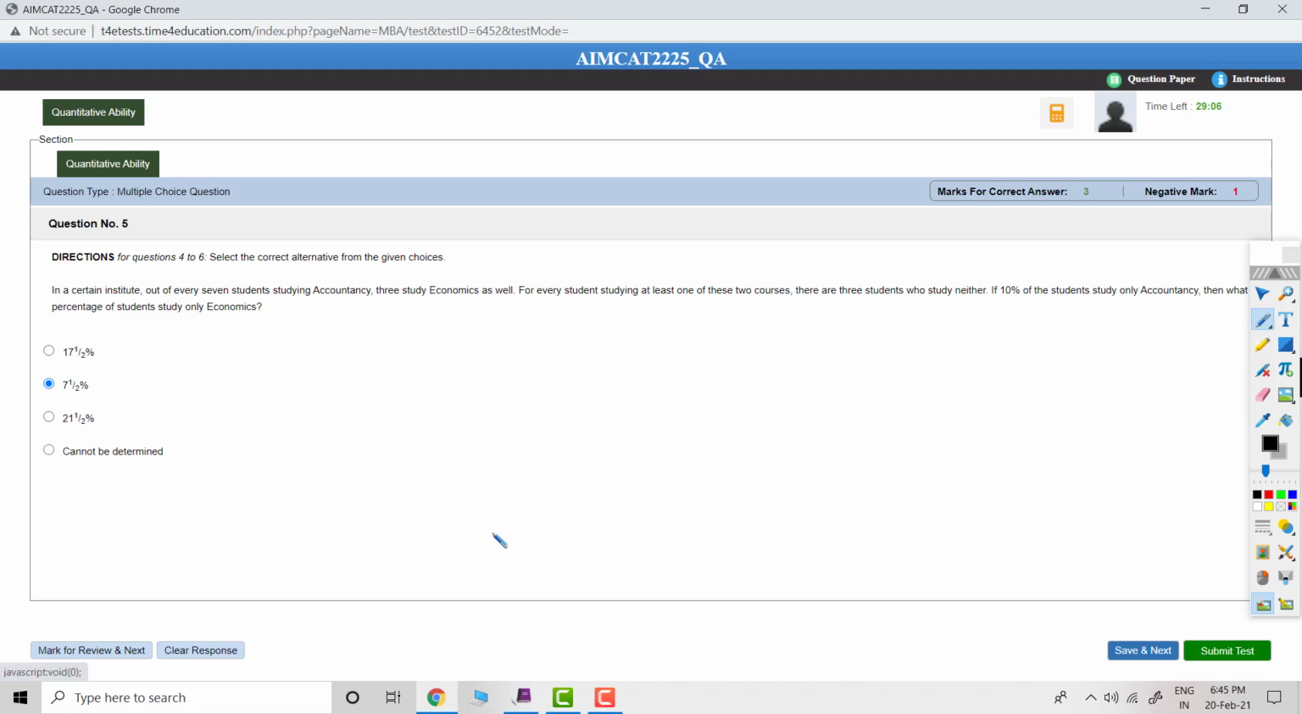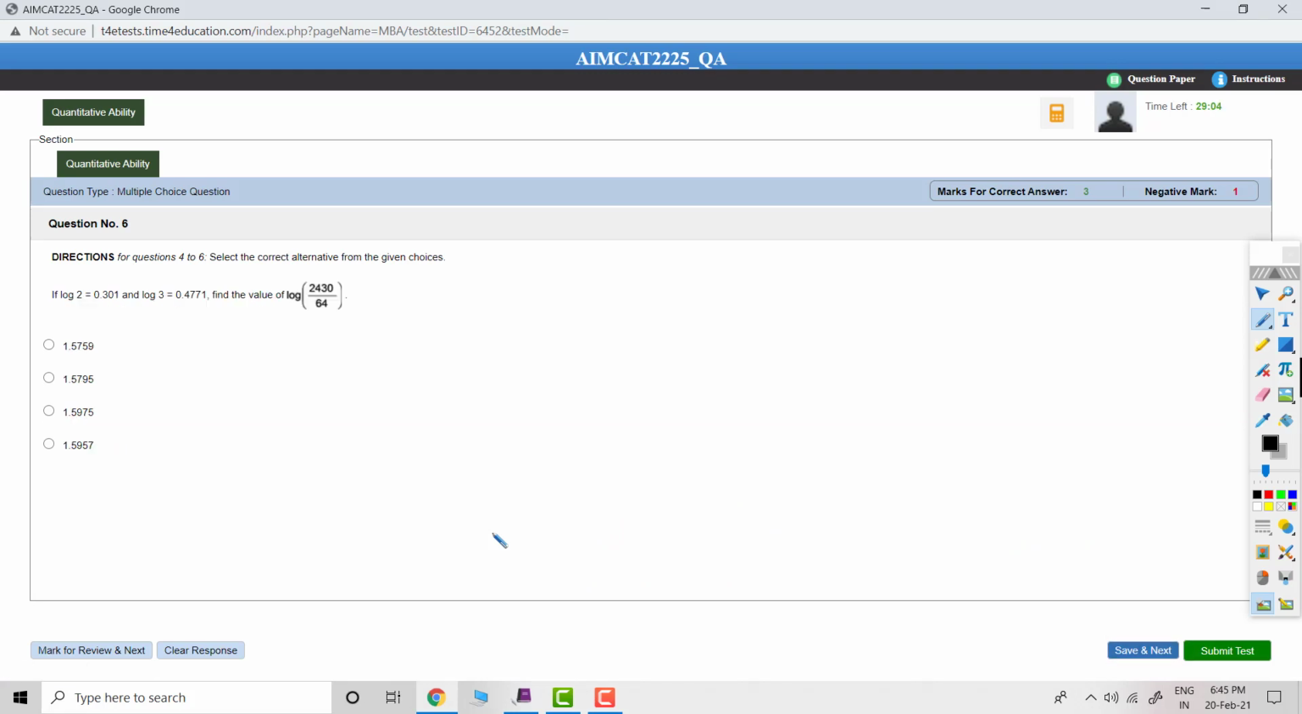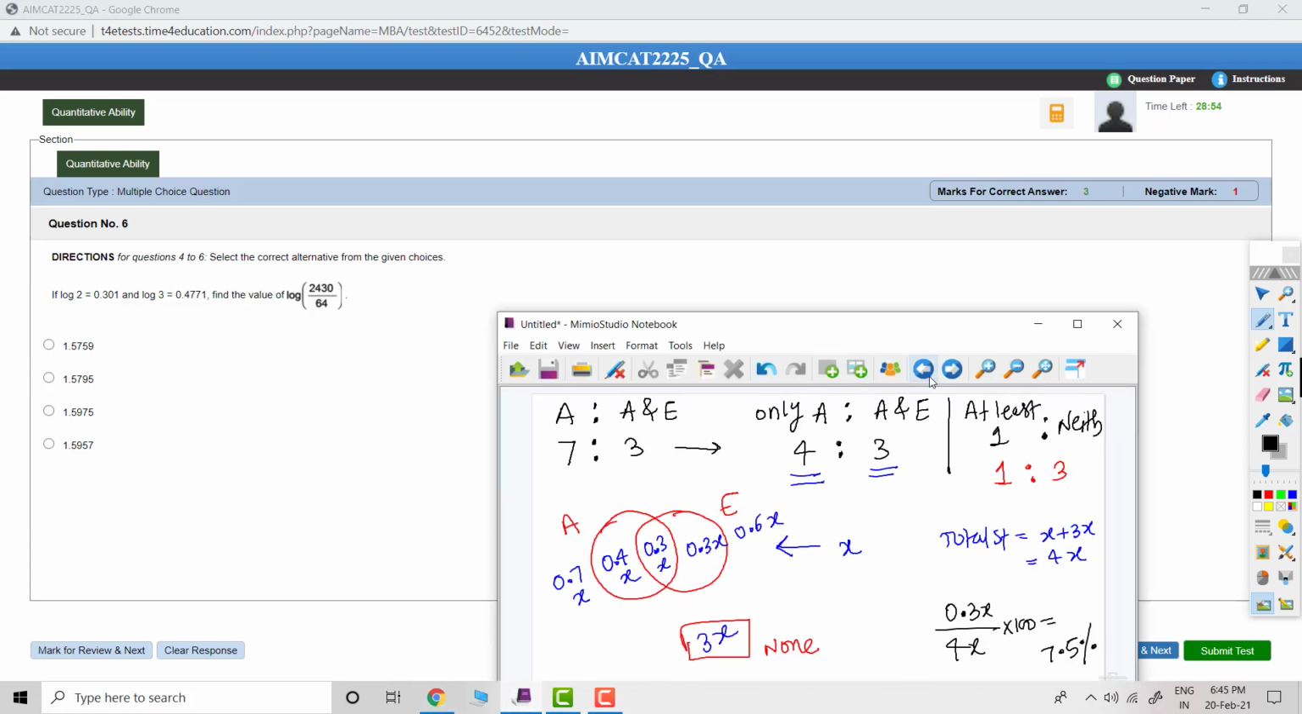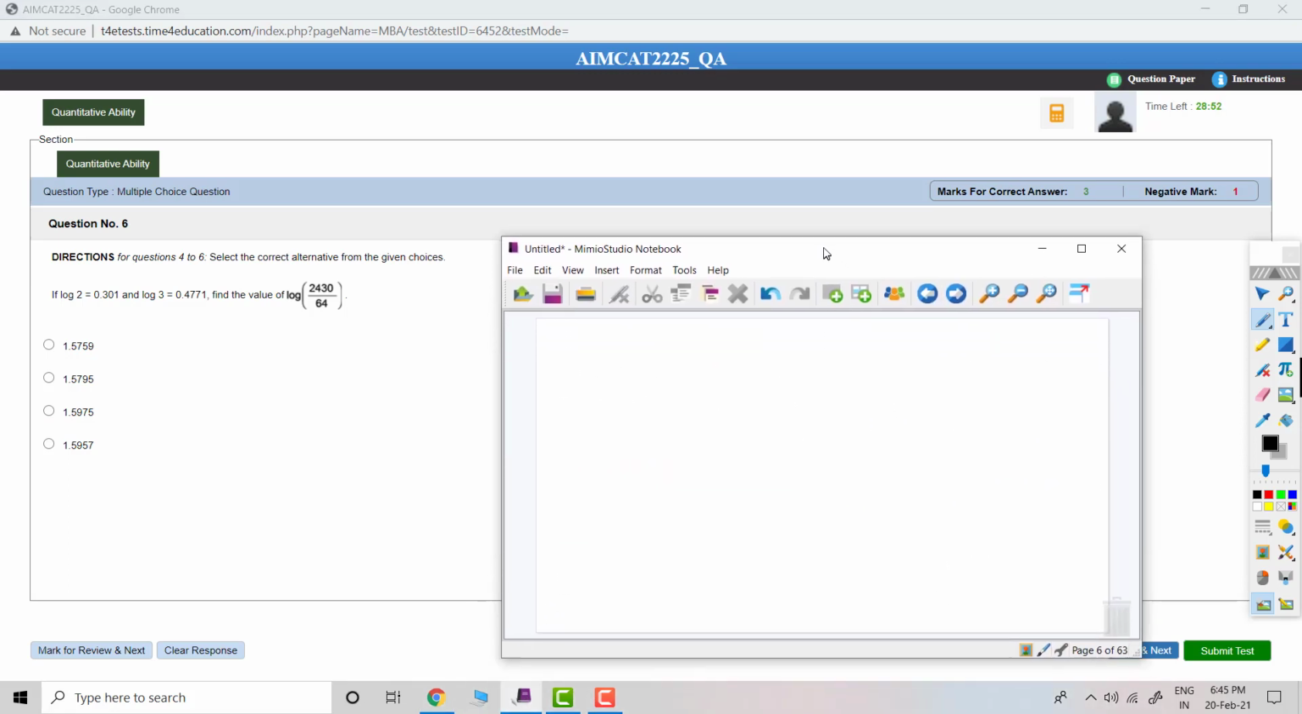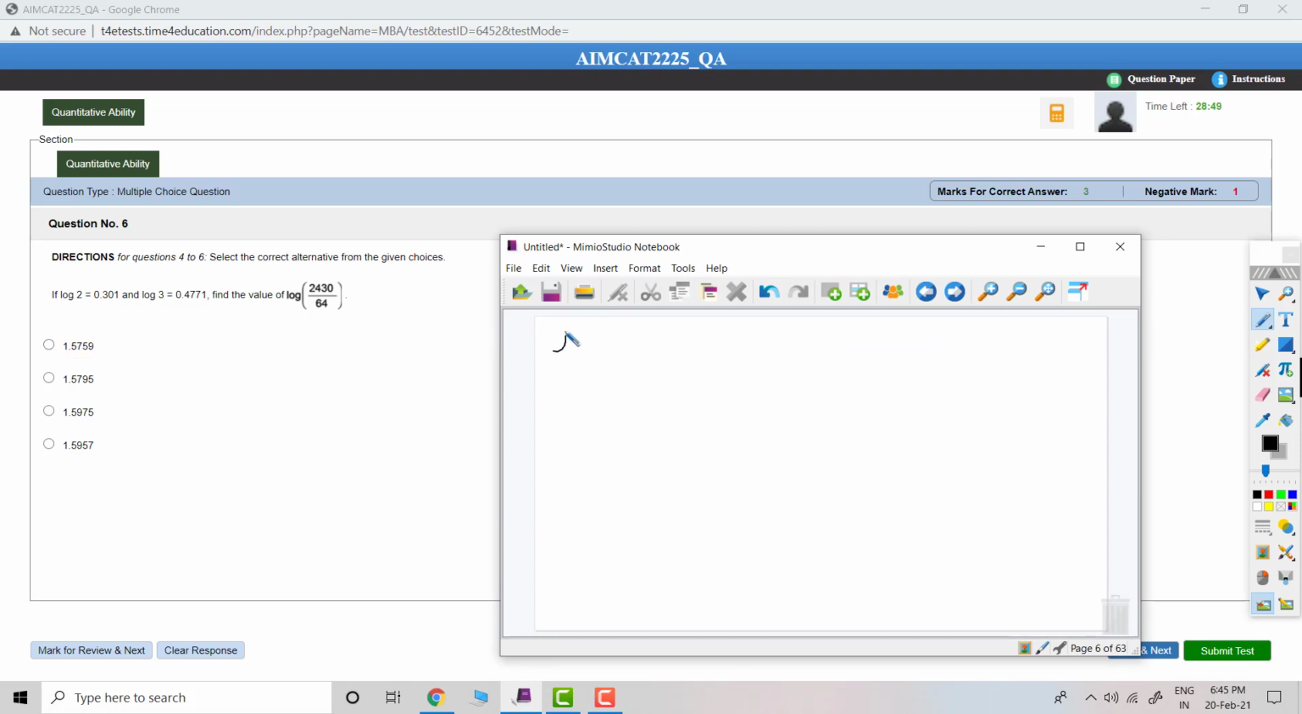Okay, let's move ahead now. Question number 6 now. Look here. In question number 6, what we are supposed to do, this is a log question. Over here we are supposed to find the value of log of 2430 minus log of 64. Okay, now look here. Log of 2430 divided by 64 is nothing but what? Tell me. Log of a divided by b is equal to log a minus log b.